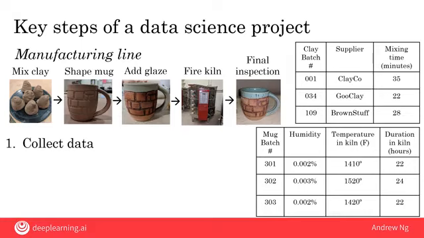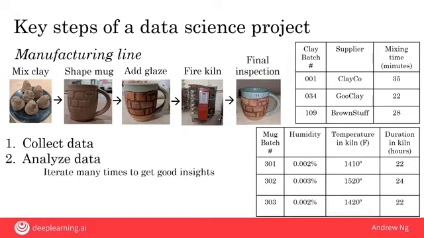Given all this data, you would then ask the data science team to analyze the data, and they would, as before, iterate many times to get good insights. And so they might find out, for example, that whenever the humidity is too low and the kiln temperature is too hot, it cracks the mug. Or they may find out that because it's warmer in the afternoon, you need to adjust the humidity and temperature depending on the time of day.